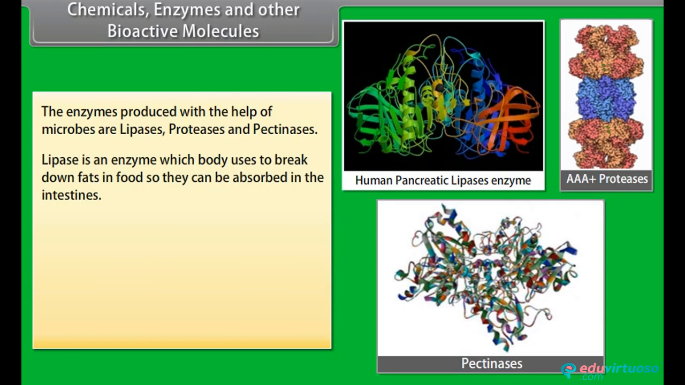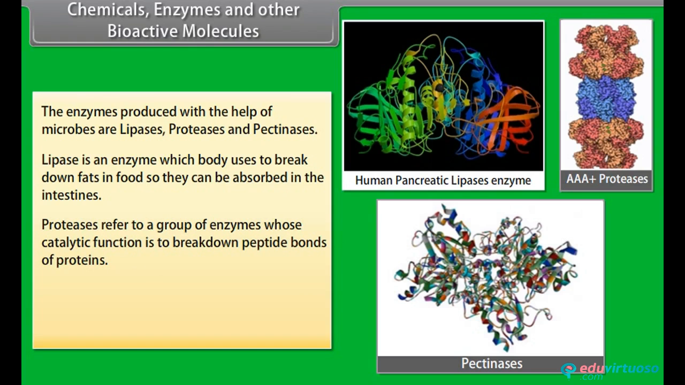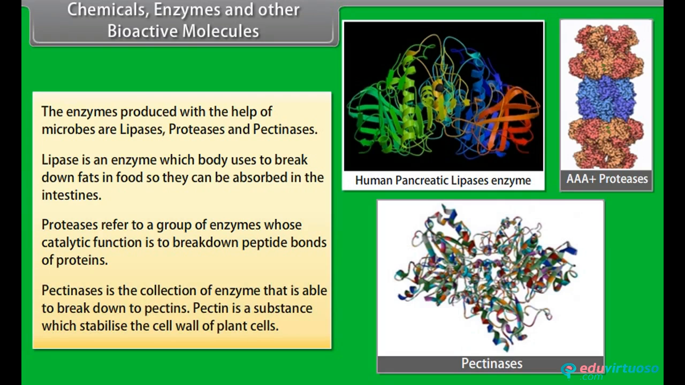Lipase is an enzyme which the body uses to break down fats in food so they can be absorbed in the intestines. Proteases refer to a group of enzymes whose catalytic function is to break down peptide bonds of proteins. Pectinases is a collection of enzymes that are able to break down pectins. Pectin is a substance which stabilizes the cell wall of plant cells.